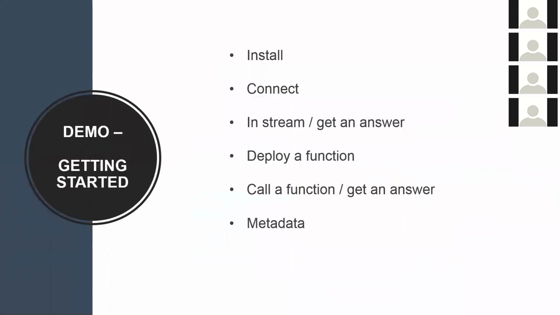Okay, so here's our first demo that I call Getting Started. It will quickly run through installing TabPy, and then connecting to TabPy from Tableau. And then we'll go through making an in-stream call. We'll share a couple of demos of this, and then we'll go through deploying and calling a function, and finally we'll go through some metadata about the function, so that people not familiar with it might be able to say, well, how do I know what parameters to pass in, and what to expect back?